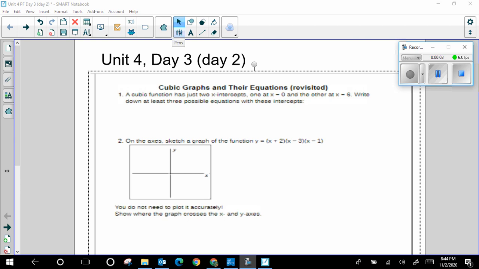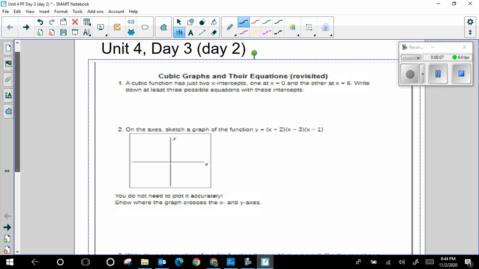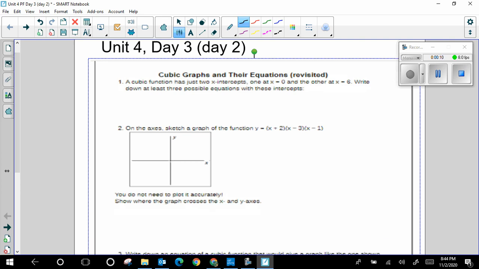Okay, Unit 3, Day 2, here we go. This shouldn't take too long. Should be a nice short video. Okay, so we're going to look at some more cubic graphs and their equations.